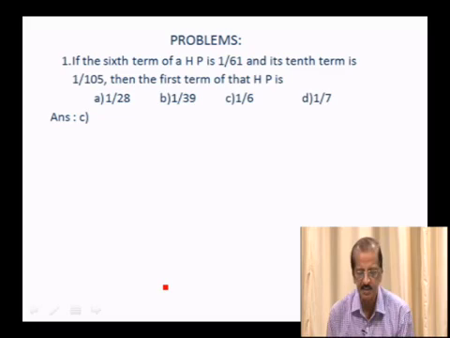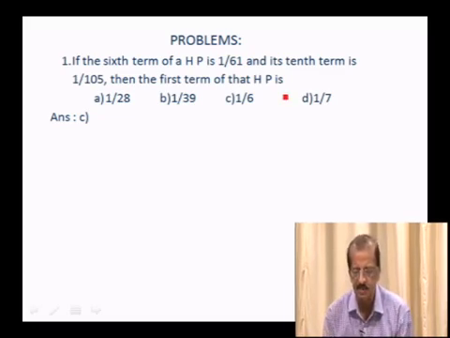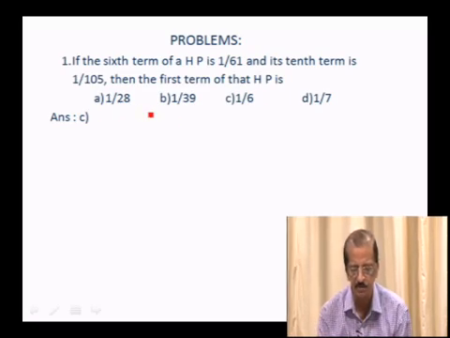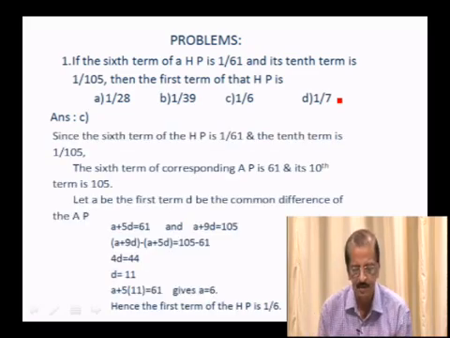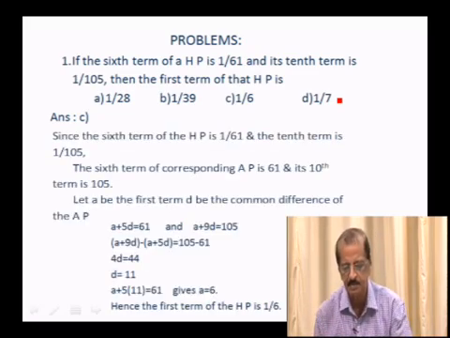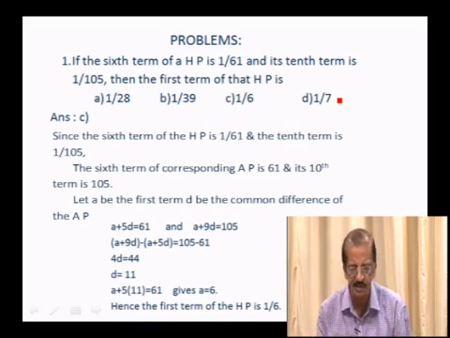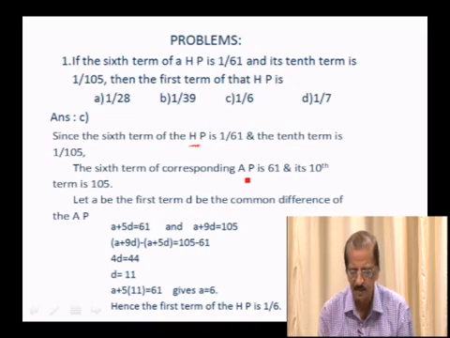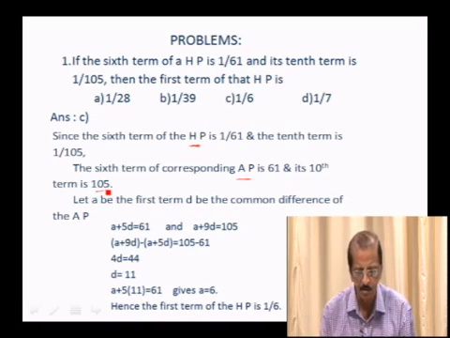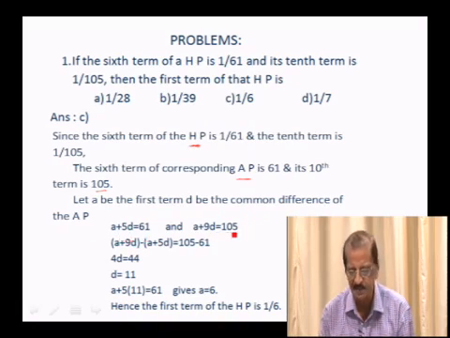If the sixth term of an HP is 1 by 61 and its 10th term is 1 over 105, then the first term of that HP is 1 over 128, 1 by 39, 1 by 6, or 1 by 7. Take the terms 1 by 61 and 1 by 105: for the corresponding AP, the sixth term is 61 and the 10th term is 105. Let A be the first term and D be the common difference of the AP. So A plus 5D is 61 and A plus 9D is 105.